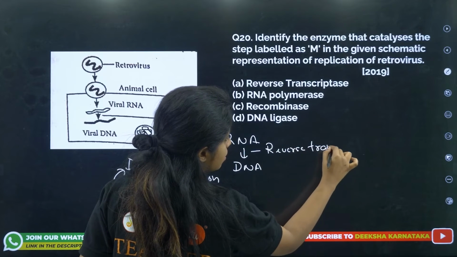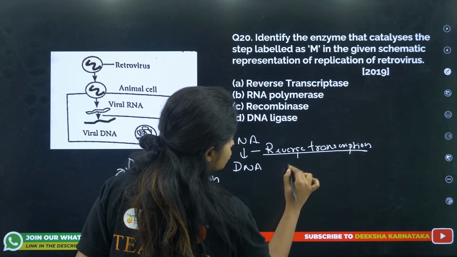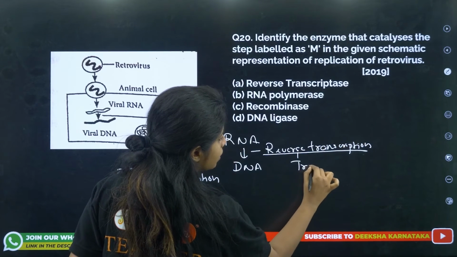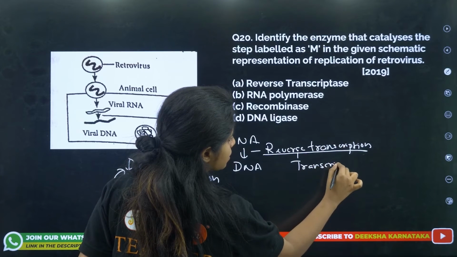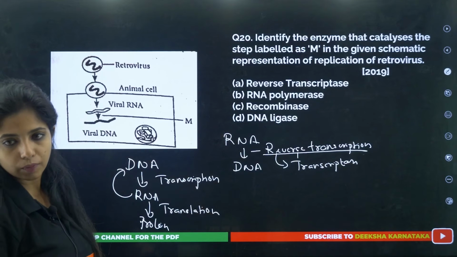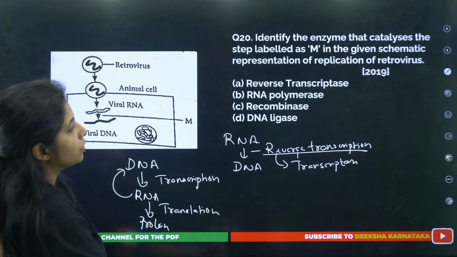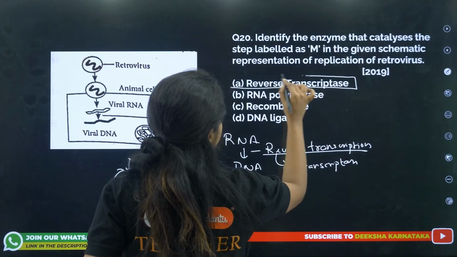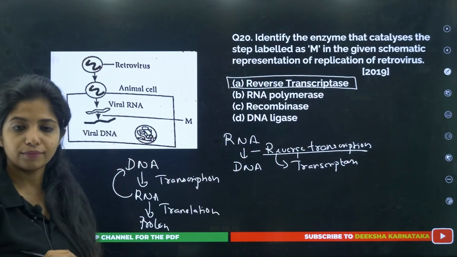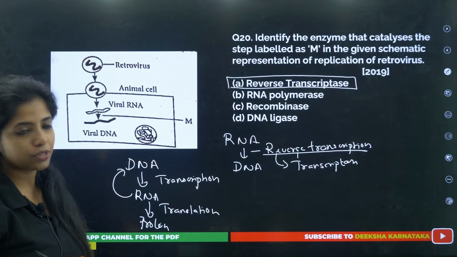Reverse transcription is happening over here. And what will be the enzyme, children? Reverse transcriptase. It will be reverse transcriptase over here. So you are asked to identify the enzyme that catalyzes the step labeled over here. It will be reverse transcriptase. Works? Cool? Okay, this is the 20th question.